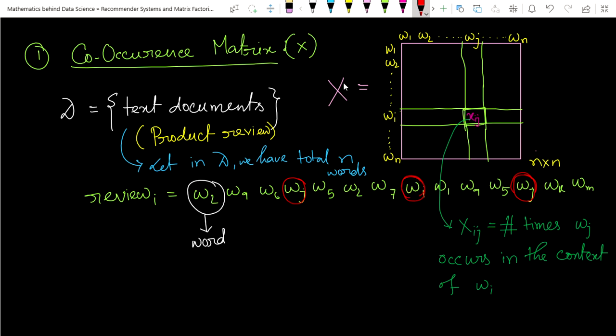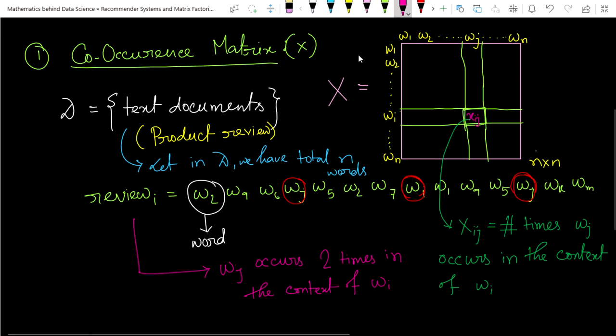Here, in that example, we have seen that Wj occurs 2 times in the context of Wi.